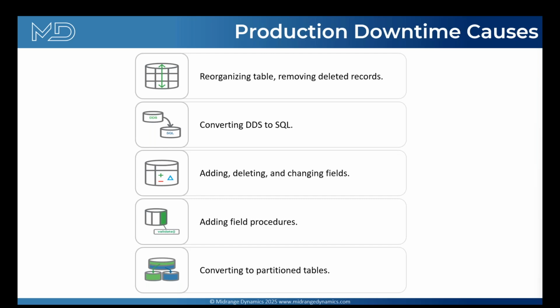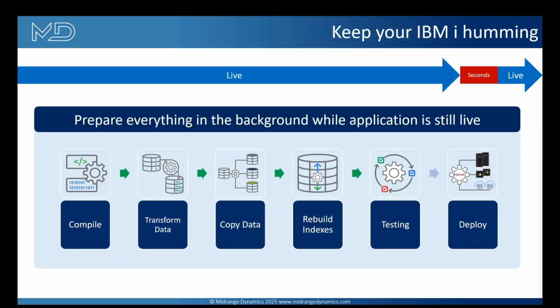Then converting to partitioned tables, we're seeing more and more for large shops running large applications. They're hitting that 1.6 or so billion record upper limit for what they can have in a table. So they're converting to partitioned tables that allow them to have up to 256 times that upper limit, but doing so can also be quite expensive from a time perspective.